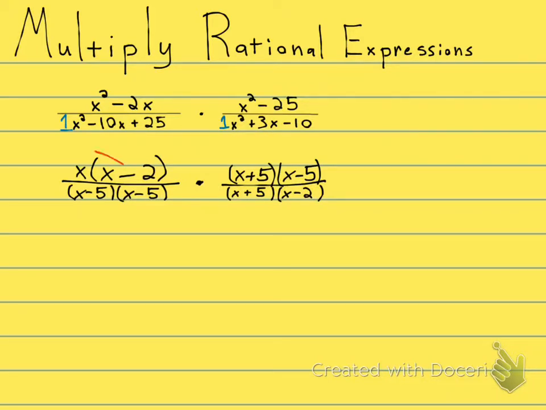I see this, x minus 2 and x minus 2. Oh, I see this, x plus 5 and x plus 5. Oh, I see this, x minus 5 and x minus 5. So I am left with x in the numerator and x minus 5 in the denominator.